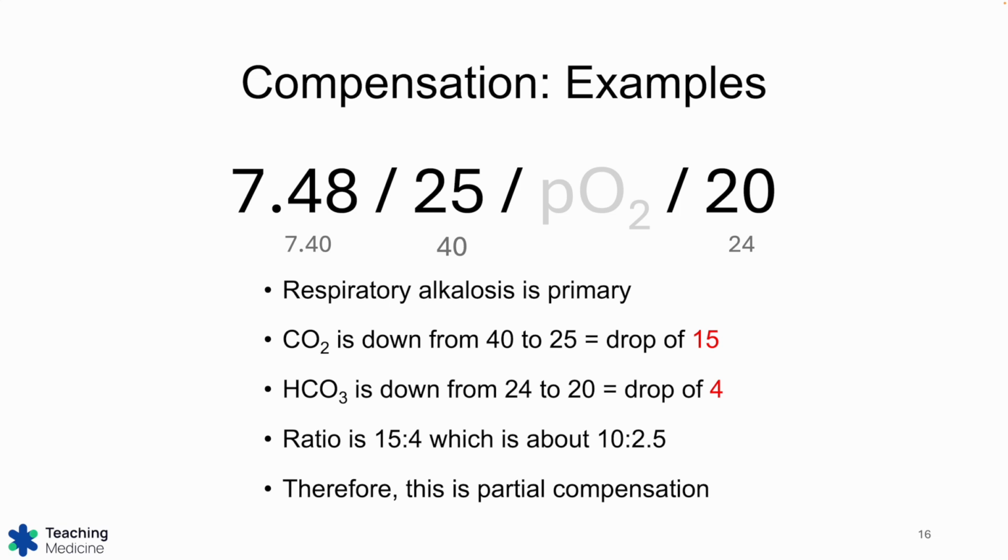And here we have a ratio of 15 to 4, which if we translate over to a ratio of 10 to something, the something is 2.5. That's less than the 10:5 ratio. So this is an example of partial compensation. We would have expected for full compensation that the bicarb would have dropped more than it actually did. So this is partial compensation.